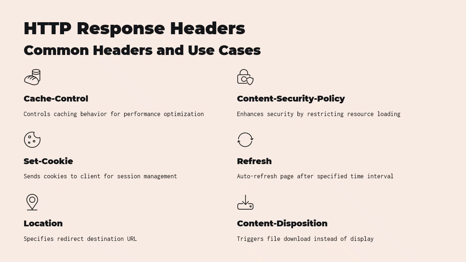HTTP headers provide additional information about the response. For example, Cache-Control controls caching behavior for performance optimization. Content-Security-Policy enhances security by restricting resource loading. Set-Cookie sends cookies to the client for session management. Refresh auto-refreshes the page after a specified time interval. Location specifies the redirect destination URL. Content-Disposition triggers file download instead of display. These headers help control browser behavior and improve performance and security.